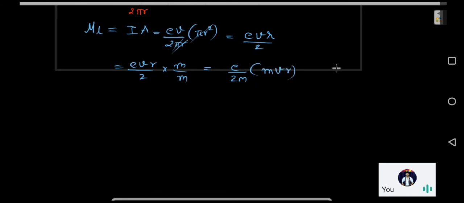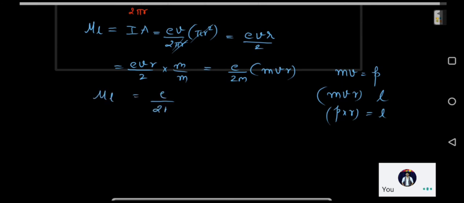Now we know that m into v is nothing but the linear momentum. But if you do m into v into r, we get something called angular momentum, which is represented by L. If you remember your 11th standard, m into v is the linear momentum, that is P, but linear momentum multiplied by the radius gives you the angular momentum. So that's what I am going to substitute over here. So mu L is going to be e upon 2m into the angular momentum L.